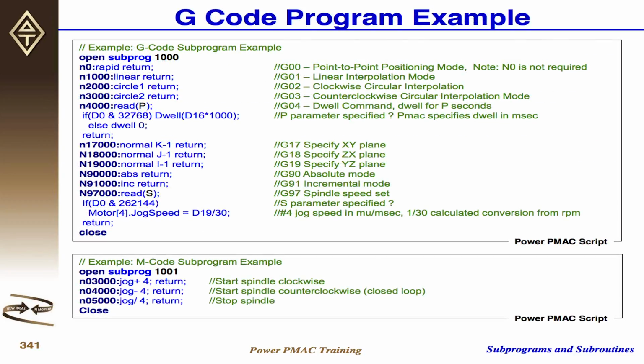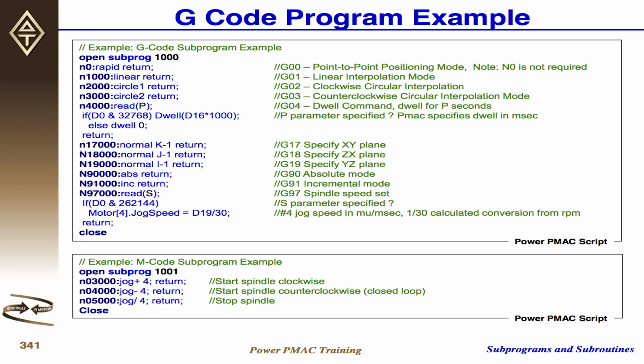So this is an example for the G code program. This is your subroutine that the integrator has to write, and an M routine. So let's look at this G code subroutine. For example, in the part program you have G01. In RS-274 code, that means linear interpolation. It puts the machine in linear interpolation, right? So when the PMac sees G01, it's going to go to subroutine program 1000.